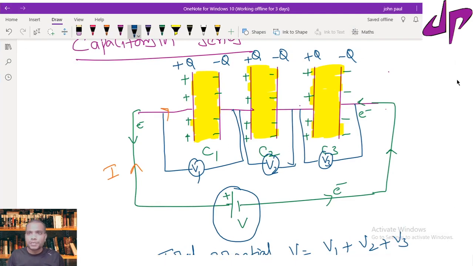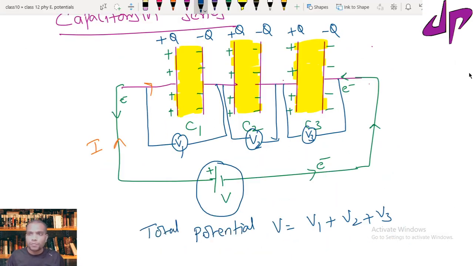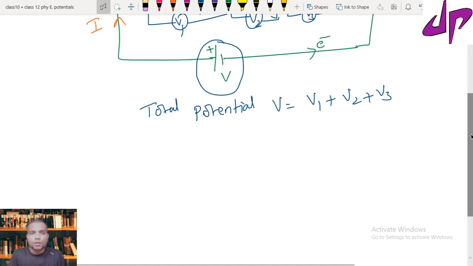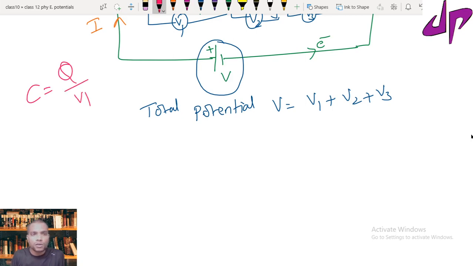Now I need to write the mathematical expression. If Q is the charge on the capacitance plates C1, we can write the relation between capacitance and charge. The basic formula is capacitance C equals Q upon V1. So for the first capacitor, C1 equals Q upon V1, since the charge is the same.